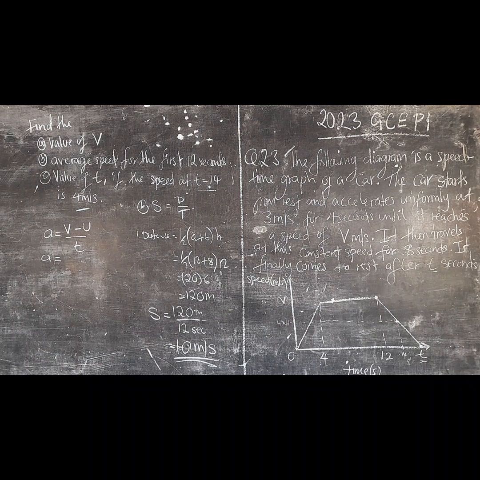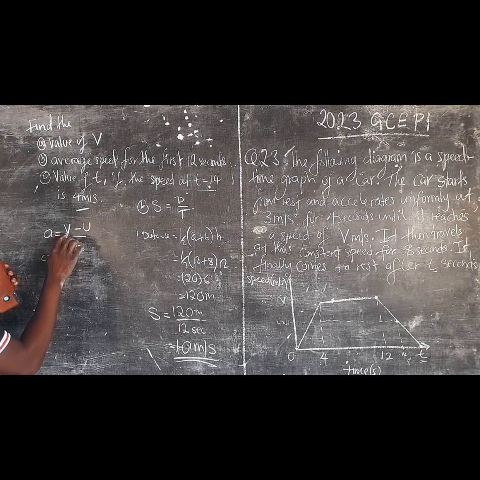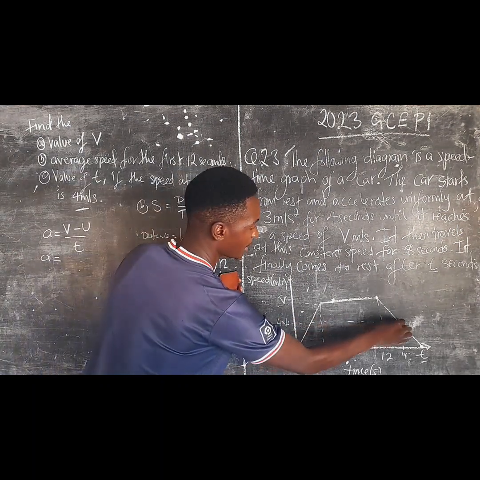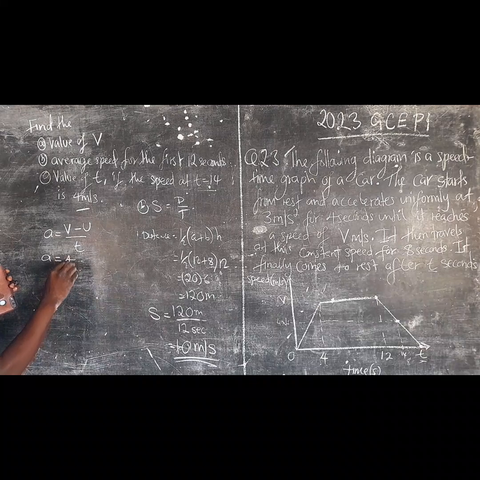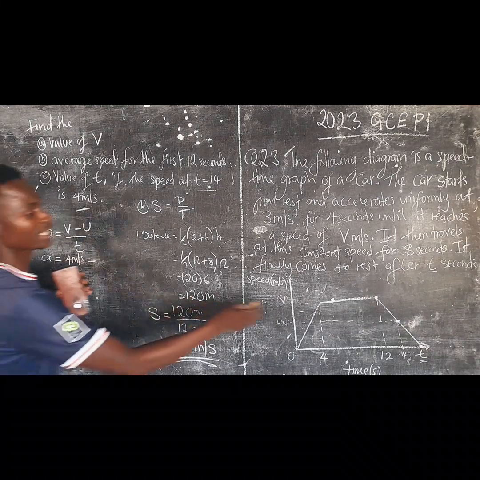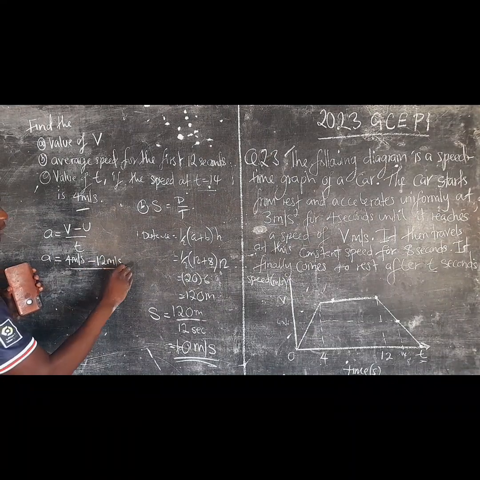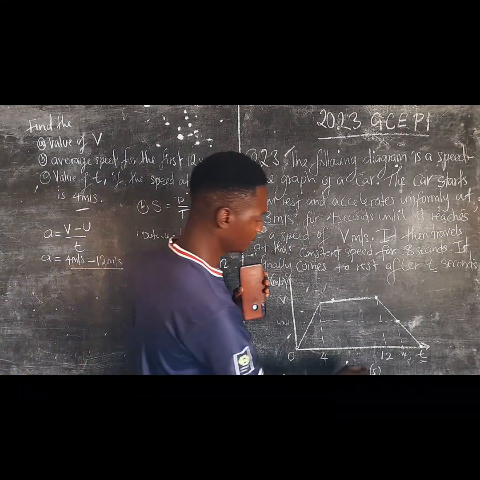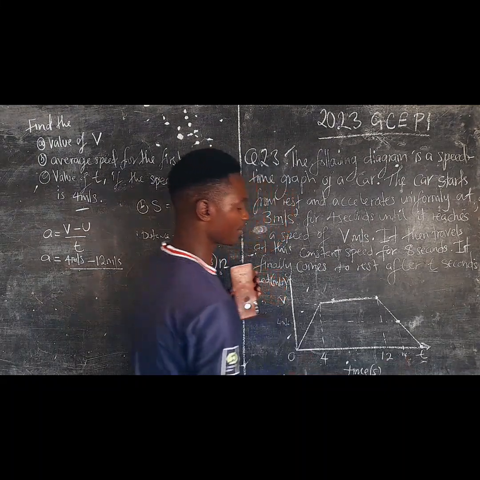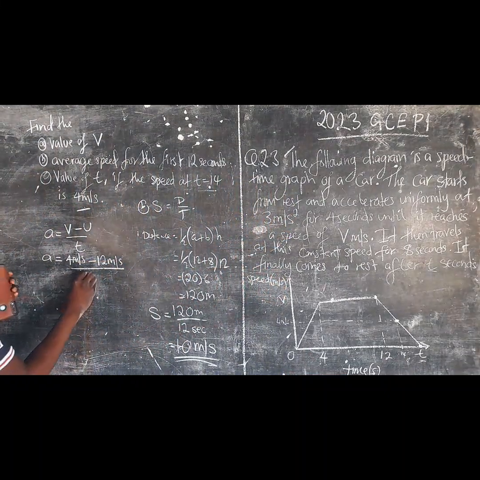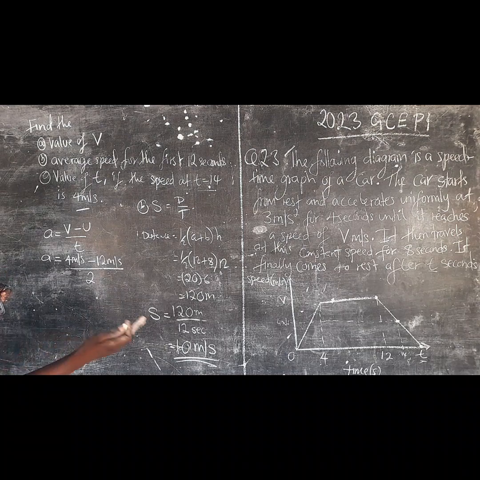because we want to find at 4 meters per second. So the final velocity here is 4 meters per second. So it will be 4 meters per second minus the initial, which is 12 meters per second, over time taken, which is from 12 to 14, which is 14 minus 12, just 2 seconds.